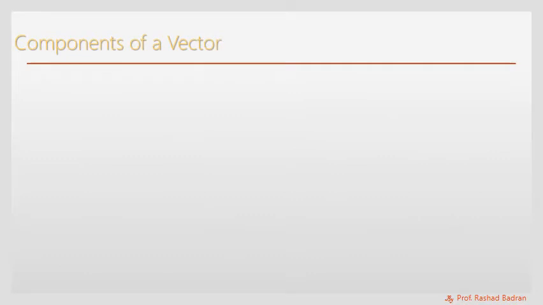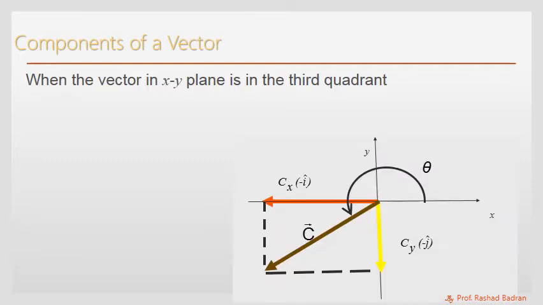What about if the vector is in the third quadrant of the xy plane? Here, the vector c is drawn in the third quadrant where its direction theta is positive, as it's drawn in the counterclockwise direction with respect to the positive x-axis. Now the vector c has two components, cx and cy, directed towards the negative x-axis and y-axis respectively.